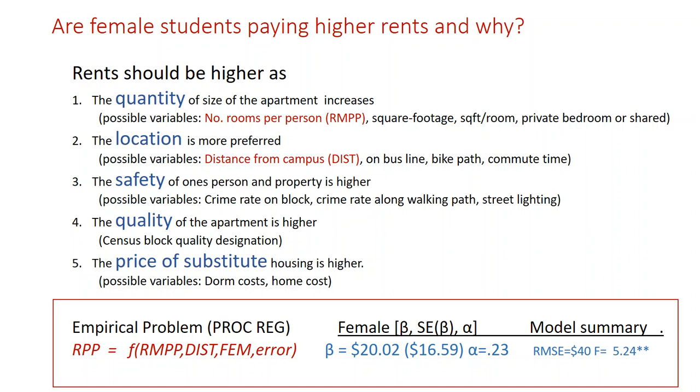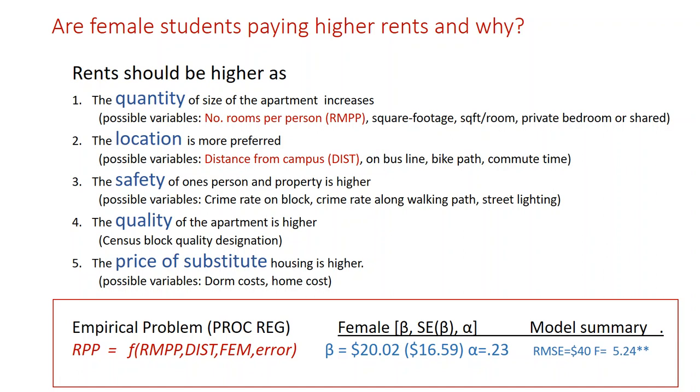We just put in our variables. This is all of our variables down here. You see the empirical problem. We run a SAS proc reg, and our dependent variable is rent per person. Our independent variables are rooms per person, distance, being female, and of course, there's an error associated with all of these regression problems and what have you.